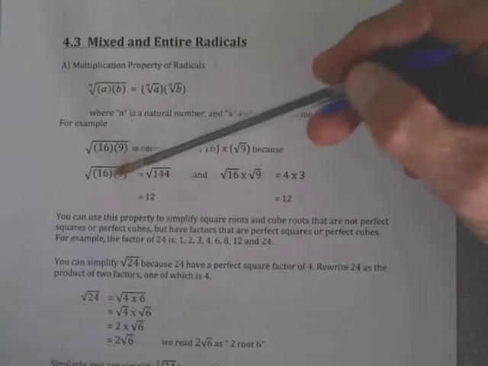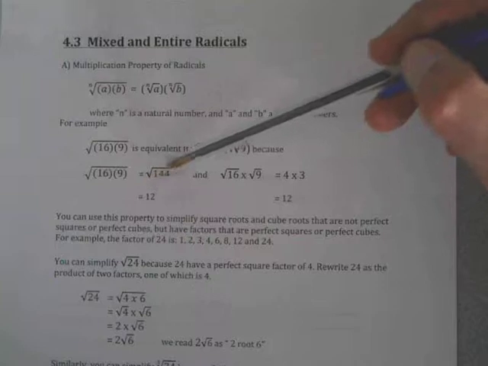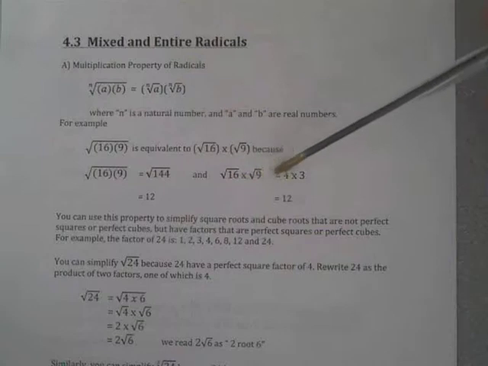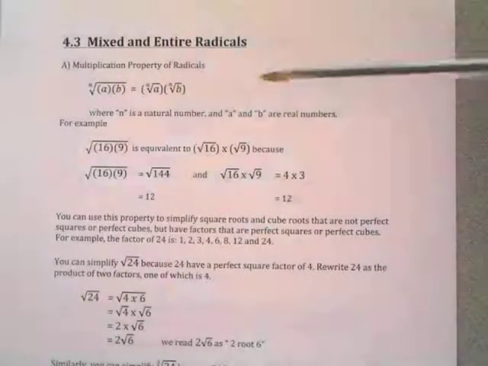As you can see, 16 times 9 is equal to 144, and the square root of 144 is 12, whereas the square root of 16 times the square root of 9: the square root of 16 is 4, the square root of 9 is 3, so 4 times 3 is 12. Same answers.